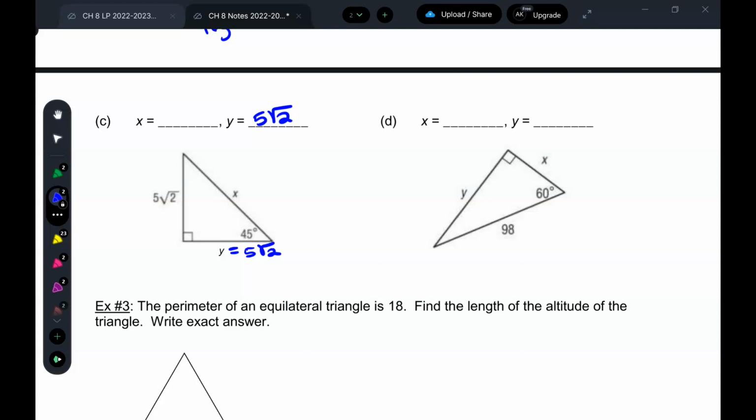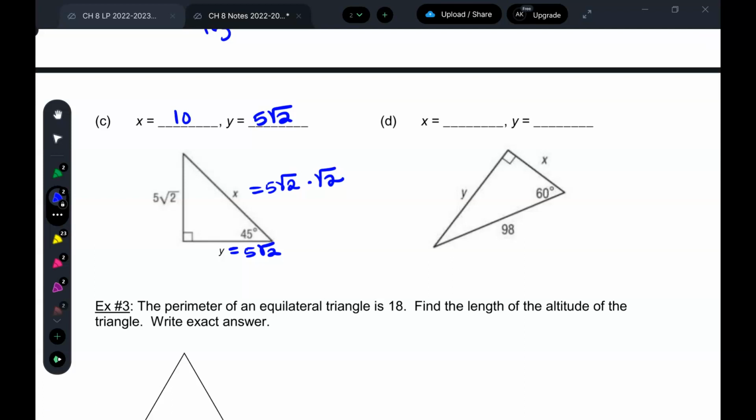Why would y equal square root 2 again? What kind of triangle is it? Oh, okay. So what are we going to multiply by root 2? So that gives us 10 times root 2. Oh, okay. Right?